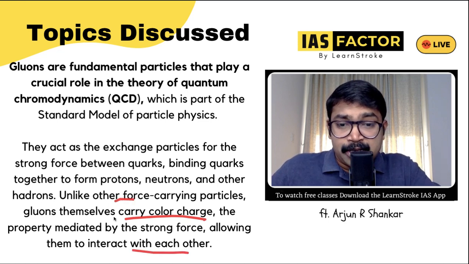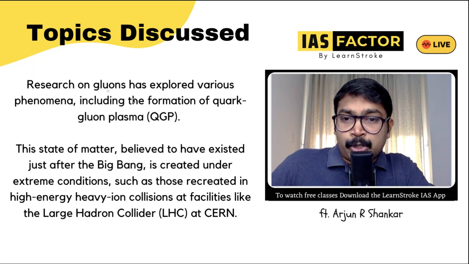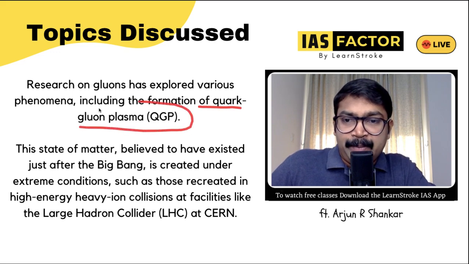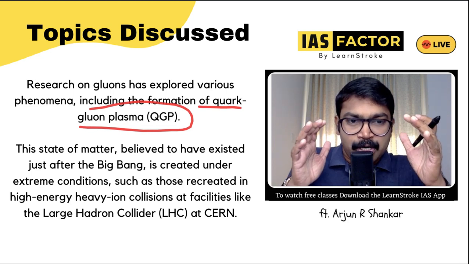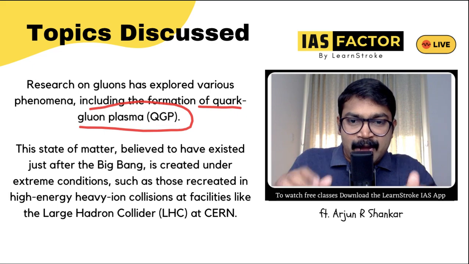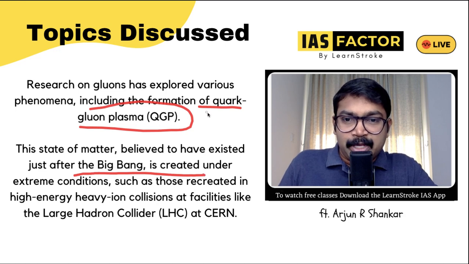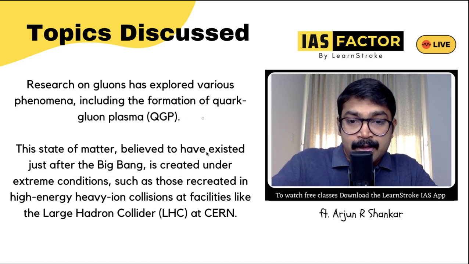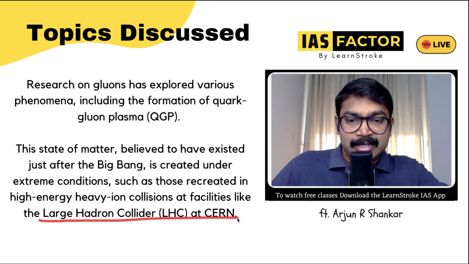So it has got color charge. Very, very important. They have color charge. Know about this concept. And the research on gluons has explored the quark gluon plasma, or QGP. I told you, just after the Big Bang, the state of matter believed to have existed after the Big Bang, we can see there is something called quark gluon plasma. And this is recreated in high energy ion collisions at facilities like the Large Hadron Collider in CERN.